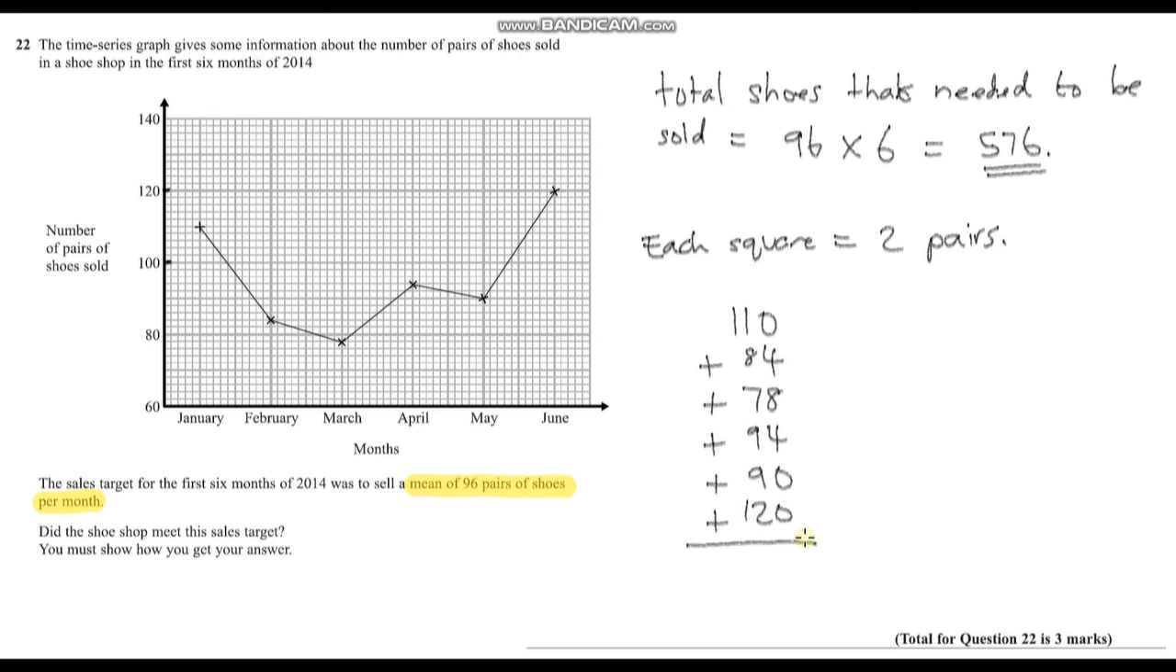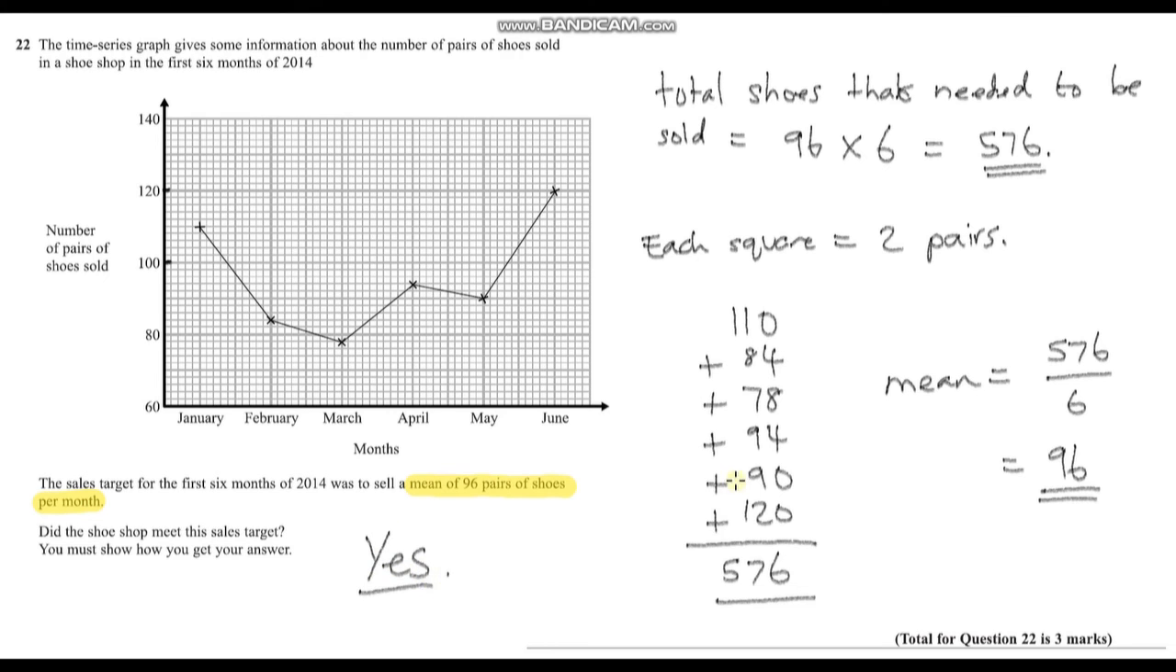So let's add up all of these. So 110 plus 84 plus 78 plus 94 plus 90 plus 120. And we get exactly 576, which is a bit of a coincidence. So we know they sold 576 shoes in total. So the mean would be 576 over the 6 months. Well, we know that that is 96. So did the shoe shop meet the sales target of 96 pairs of shoes? Yes, they did.